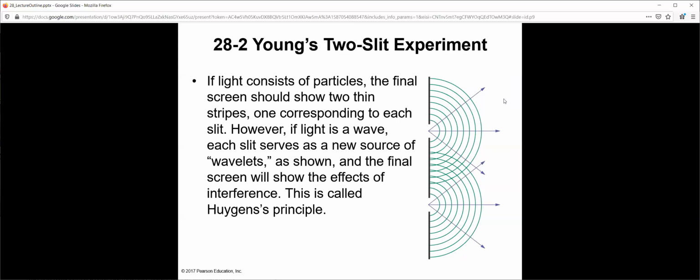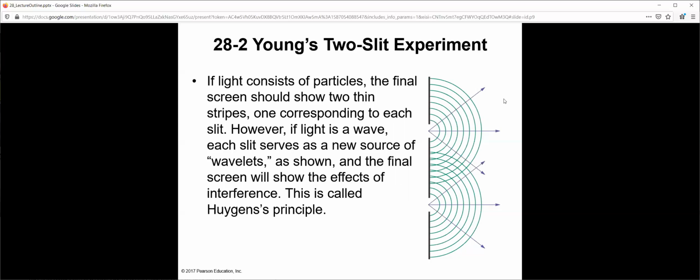If light consists of particles, the final screen should show two thin strips, right? One corresponding to each slit. However, if light is a wave, each slit serves as a new source of wavelets as shown, and the final screen will show the effects of the interference. This is Huygens' principle shown here, and this is mostly done analogous to waves breaking in water, right? If you picture those as water waves crashing over some breakers or something like that, they're going to constructively interfere where the wave crests meet each other and produce the diagram as shown before. We'll get more into this in later chapters too.